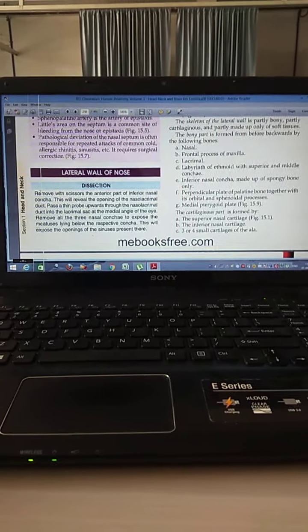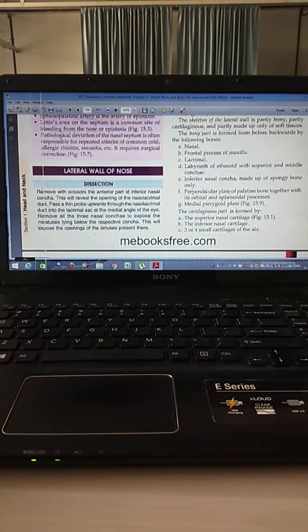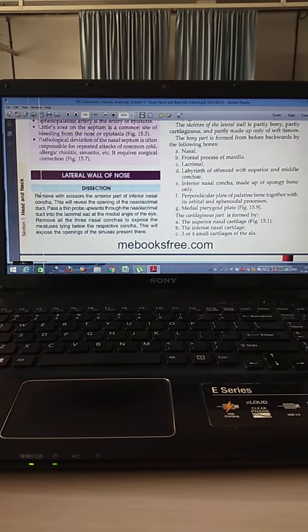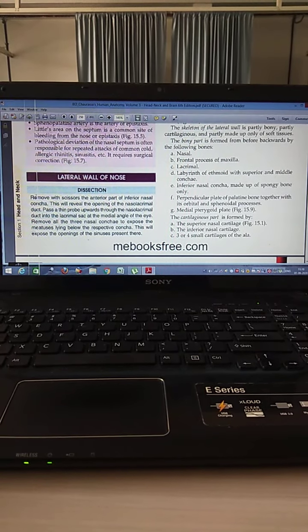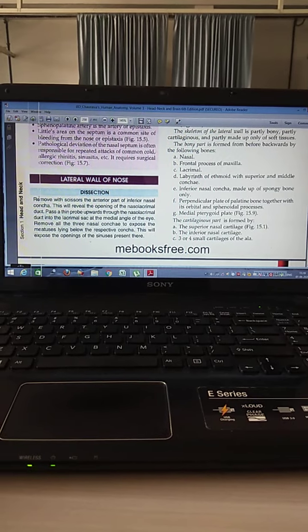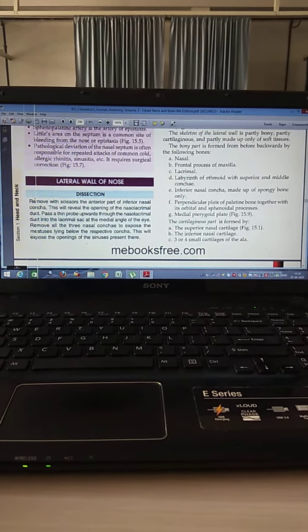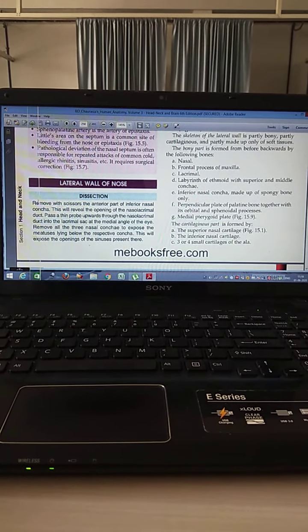The bony part is formed by the nasal bone, frontal process of maxilla, lacrimal, labyrinth of the ethmoid, and superior and middle conchae. The inferior nasal conchae are made up of spongy bone only, and the perpendicular plate of the palatine bone together with its orbital and sphenoidal process. The medial pterygoid plate.